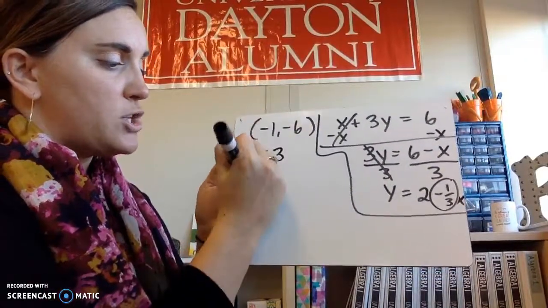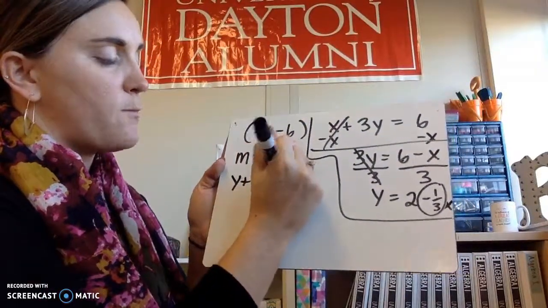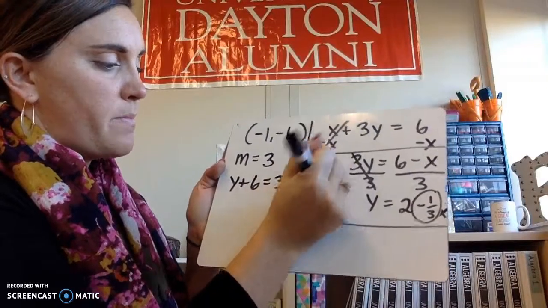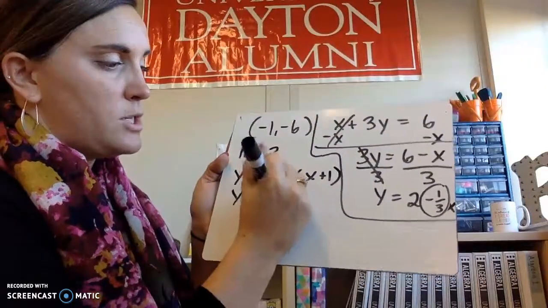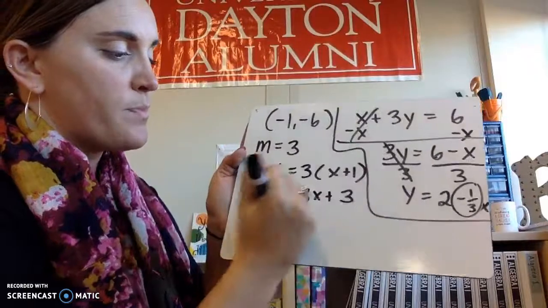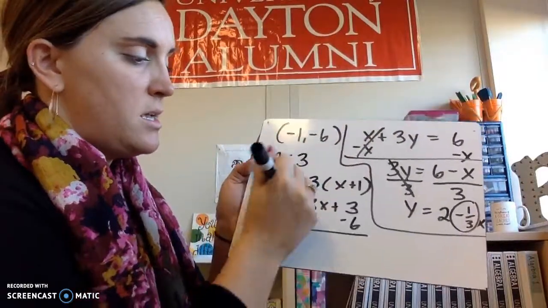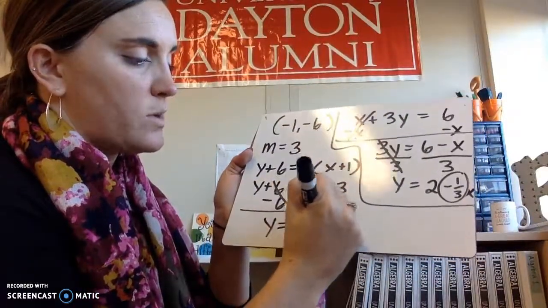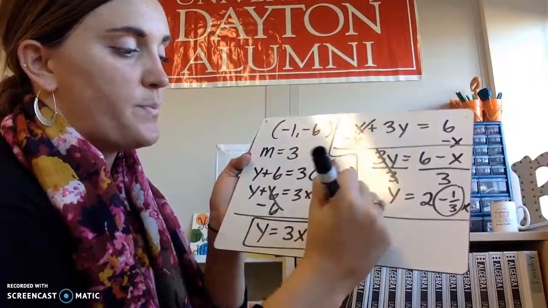So this is the information I'm using for point slope form. Distribute, 3x plus 3. Subtract 6 on each side. Y equals 3x minus 3.